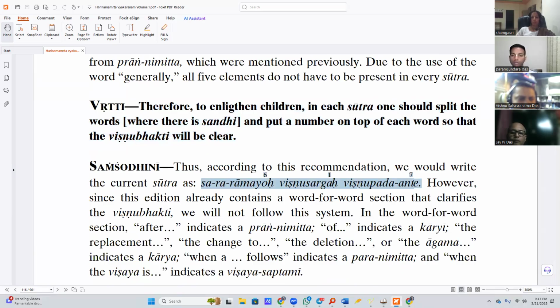Sara Ramayo Vishnu Sargaha Vishnu Padante. Sara Ramayo is 6th ending. Vishnu Sarga is 1st ending. Vishnu Padante is 7th ending. It is 7th ending because it is Vishaya. It is 1st ending because it is the Karya itself. And it is 6th ending because it is the Karyasthan. In this way, you can do it for all the sutras. Practice 5, 6, 7 sutras, and then it should work mentally. It should happen psychologically eventually. So that was the trick.